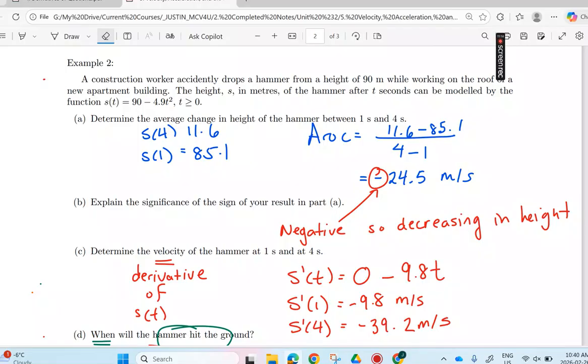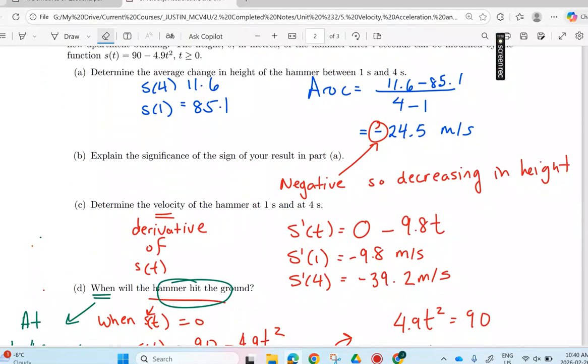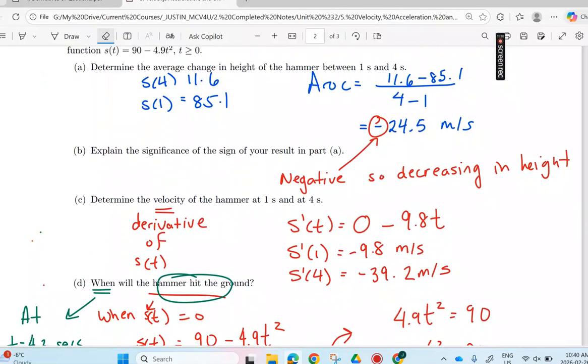Determine the average rate of change. This we all know how to do, just finding the AROC. We get a negative value. Why does that make sense? It's negative because it's decreasing in height.